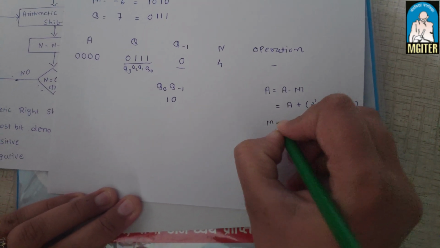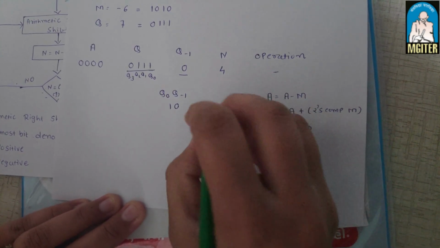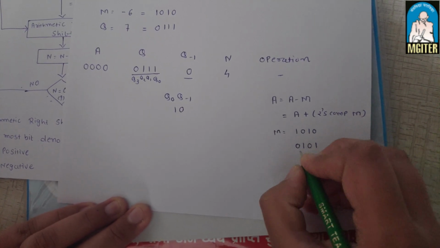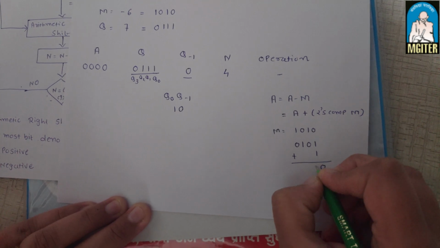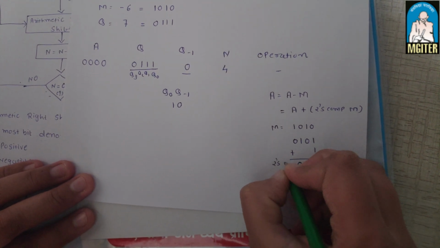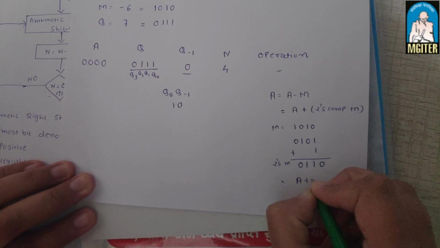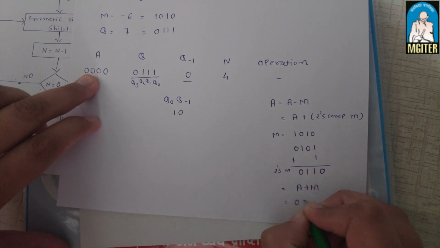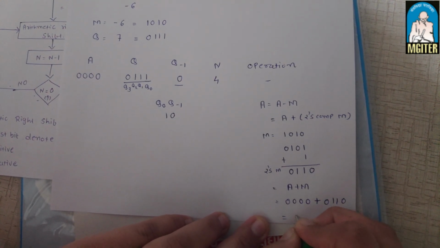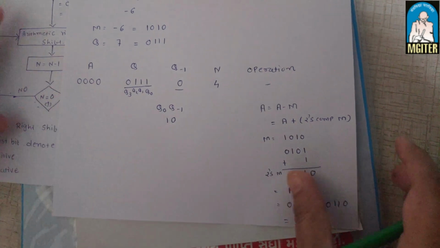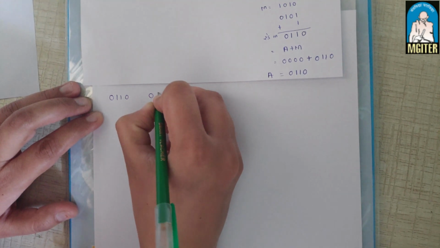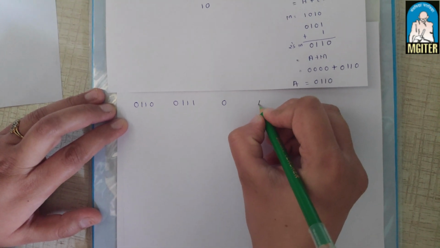M is equal to 1, 0, 1, 0. So we have to take 2's complement of 1, 0, 1, 0, which is 0, 1, 0, 1 plus 1. So it is 0, 1, 1, 0, which is 2's complement of M. Now add A plus the 2's complement of M. A is equal to 0, 0, 0, 0 plus 0, 1, 1, 0, so our answer is 0, 1, 1, 0. We get the value of A is equal to 0, 1, 1, 0, and the value of N is equal to 4.